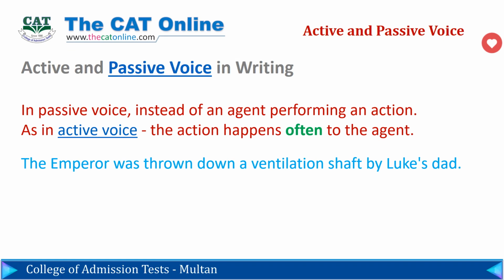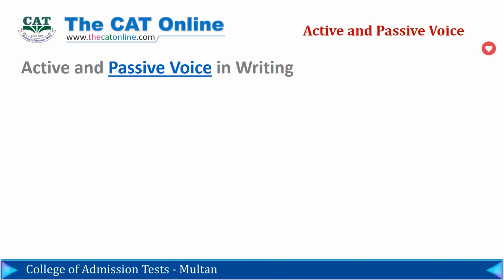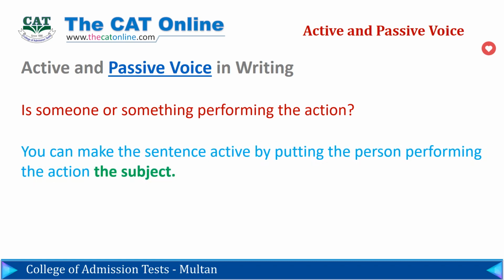Can you see why? First, ask yourself, what is the action in the sentence? The action here is was thrown, or the verb to throw. Then, single out who is being acted upon. In this case, who was thrown? The Emperor. Next, ask, is someone or something performing the action? Who was doing the throwing in this sentence? It's Luke's dad.